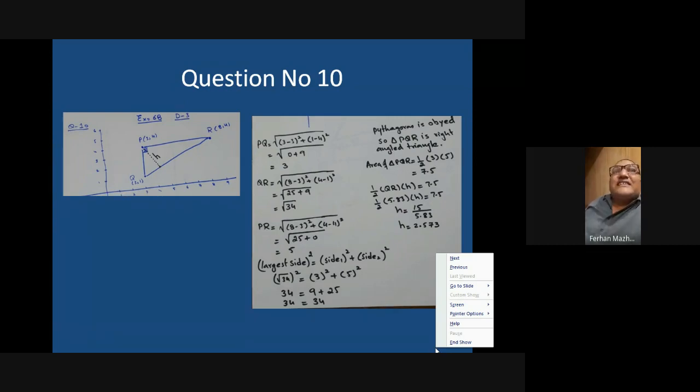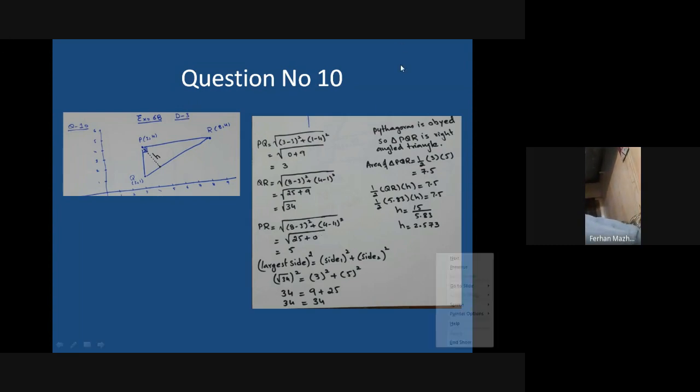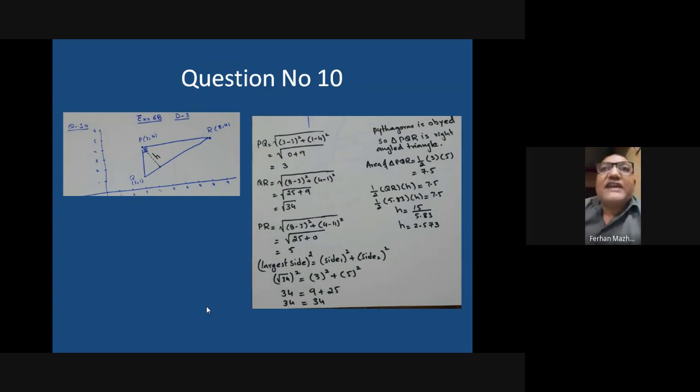Do you understand this idea? Yes, sir. How we prove that this is a right angle triangle? We found its three sides, and then we checked if the square of the largest side is equal to the sum of the squares of the other two sides. If this is so, then it means that this is a right angle triangle. So we have proven that this is a right angle triangle.